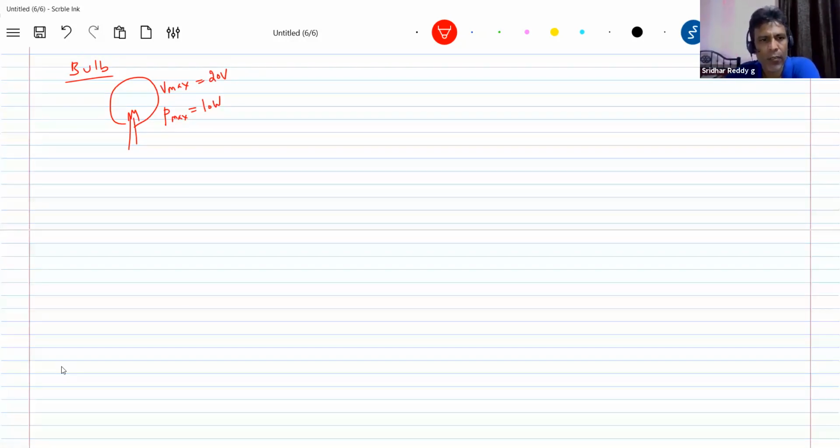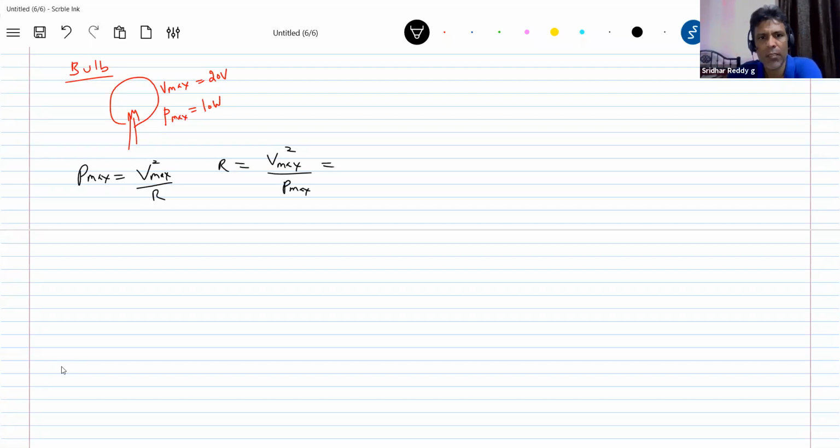So from here, the resistance of a bulb is R equal to V max square by P max. What is V max? 20 square by 10. This will be 40 ohm. This is the resistance of the bulb.